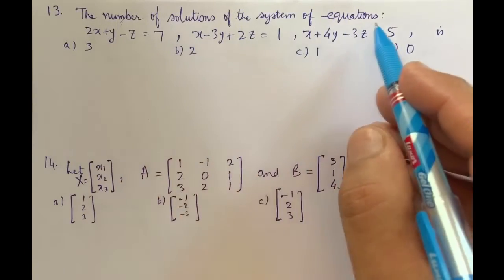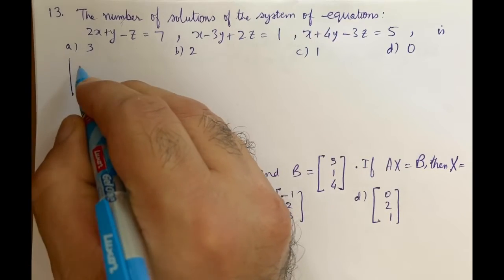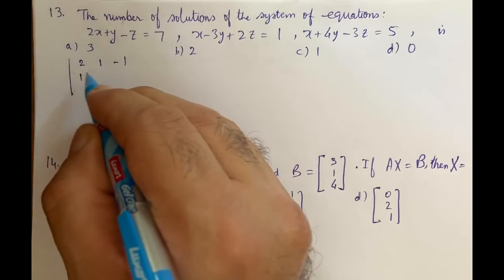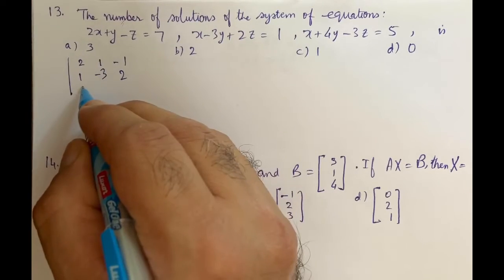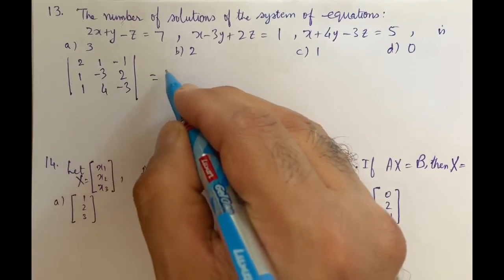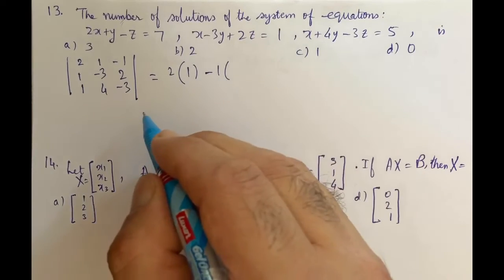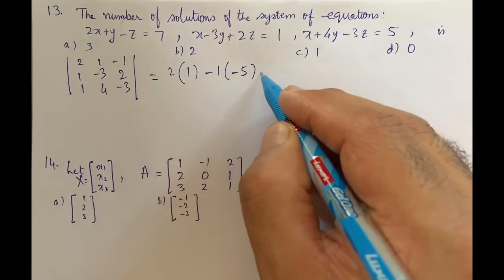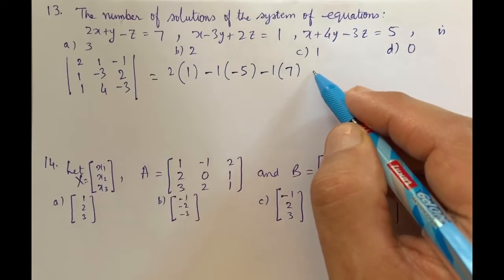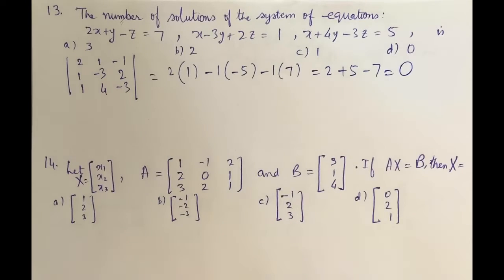We have to find the number of solutions of this system of equations. So we'll find the determinant of the coefficient matrix. 2 1 minus 1, 1 minus 3, this is 2, then 1 4, this is minus 3, which is 2 into, this is 9 minus 8 minus 1, minus 3 minus 2 is minus 5, minus 1 into, this is 4 plus 3, this is 7, is 2 plus 5 minus 7, this is 0.